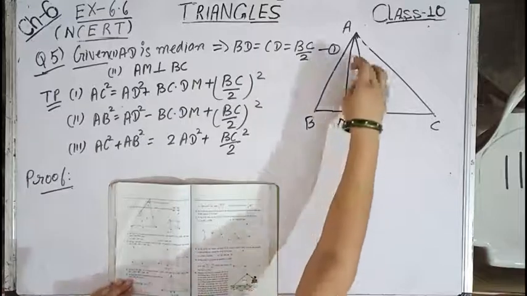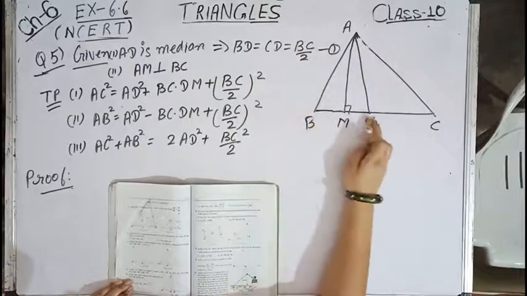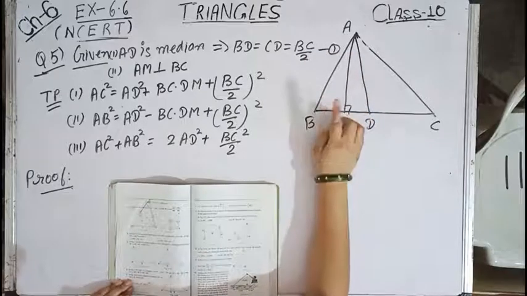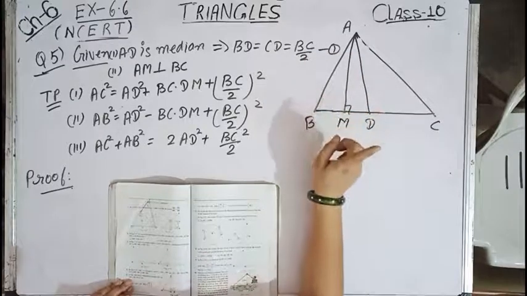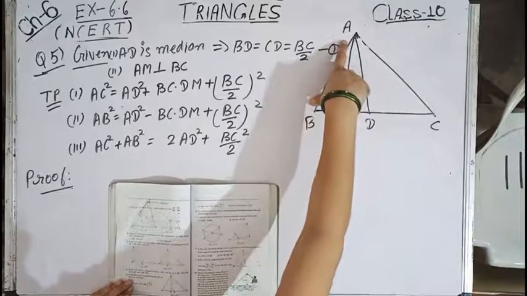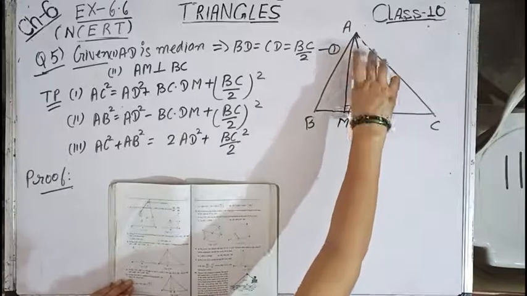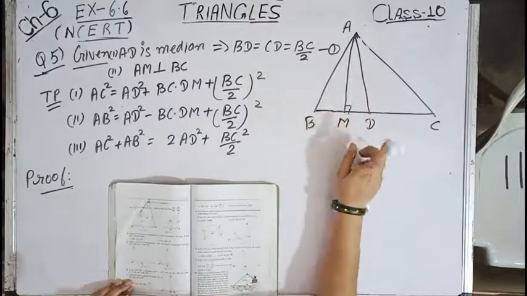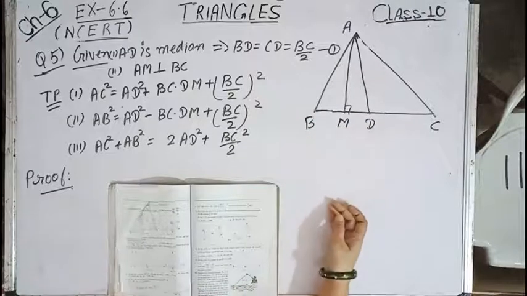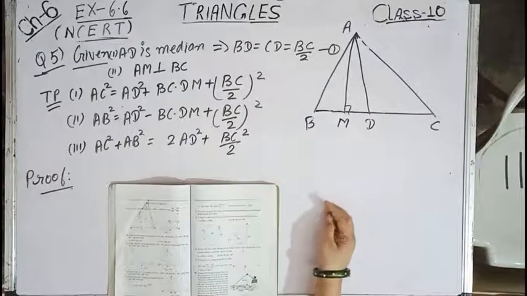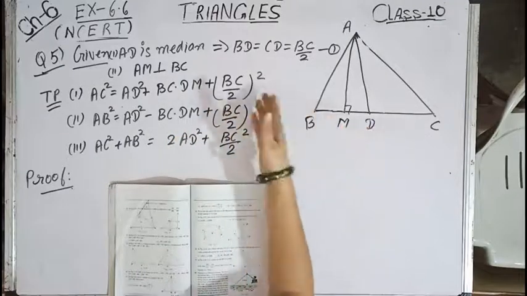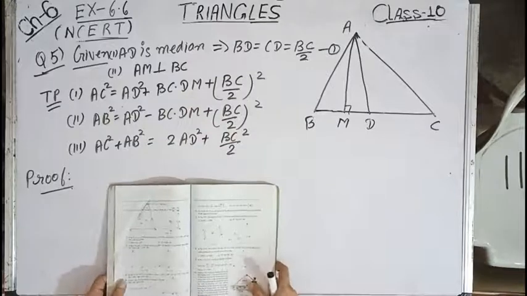Similarly, for triangle ABD, over here this one is perpendicular and angle B is acute. So using the solution of question number 3, if you remember, we can write AB square equals AD square minus twice into BD into DM. By using the concept that BD is equal to BC by 2, we will get this relation. So let us start now.